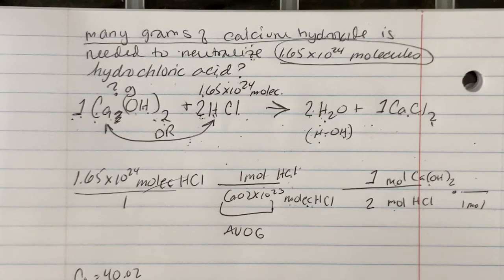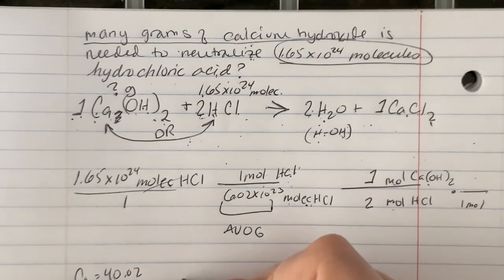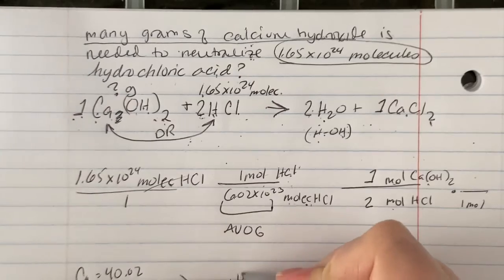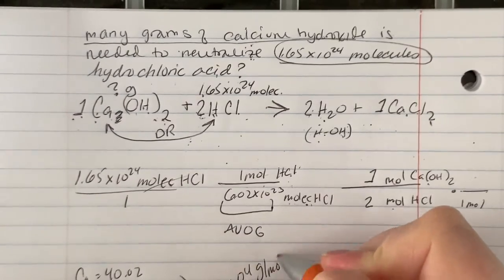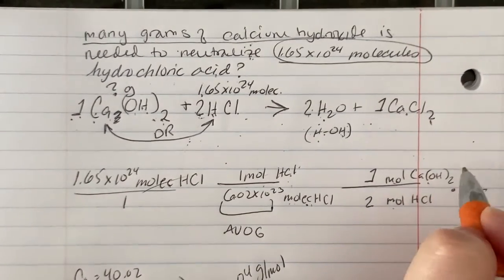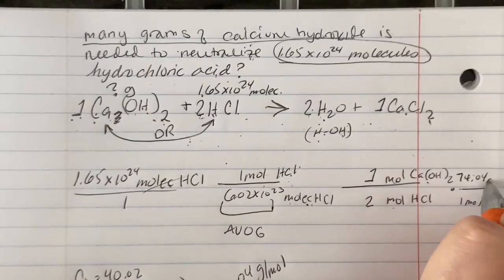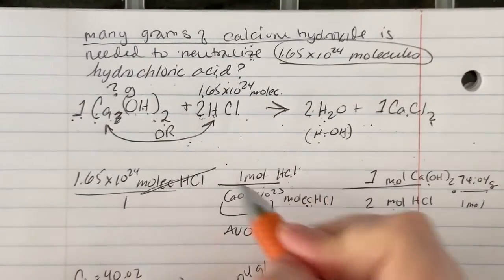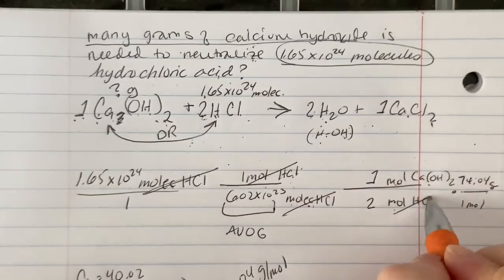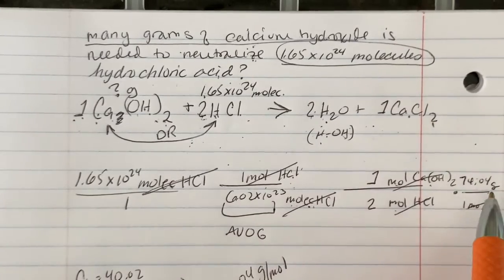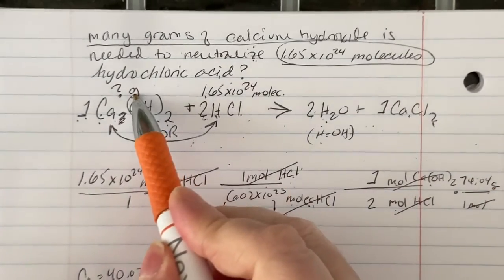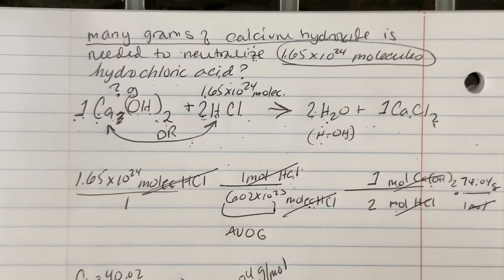40.02 plus 16 times 2 plus 1.01 times 2. That gives me a molar mass of 74.04 grams per mole for calcium hydroxide. 74.04 grams. Okay, now I'm going to officially cancel so that I can feel good about myself that I made it to the end. Grams of calcium hydroxide, grams of calcium hydroxide.